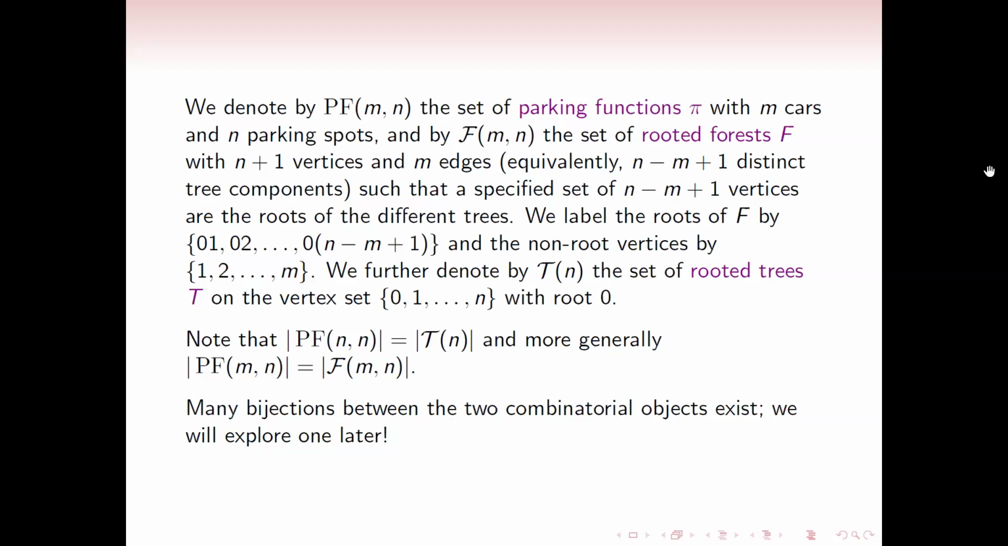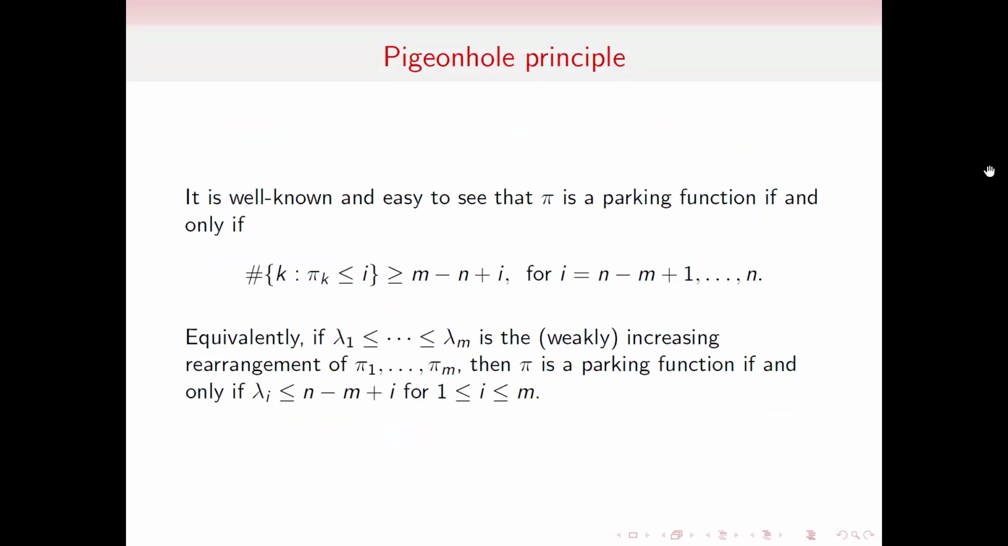This combinatorial coincidence motivated a lot of work, at least in the earlier years of the study of parking functions, because for combinatorial people, if the cardinalities of two very different objects coincide, there must be something more going on. Let's first look at this question from the parking function perspective. There is a pigeonhole principle according to the parking algorithm: if the number of cars with preference less than or equal to i is greater than or equal to m minus n plus i for every i from m minus n plus 1 to m, it will be a parking function.